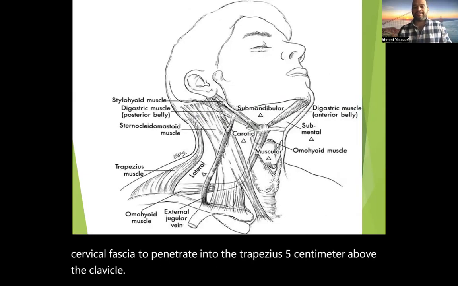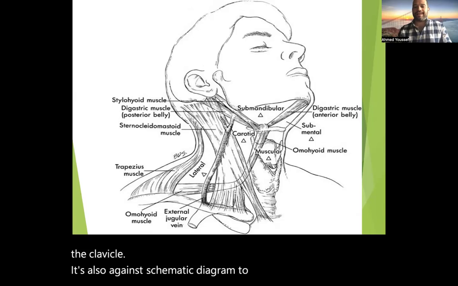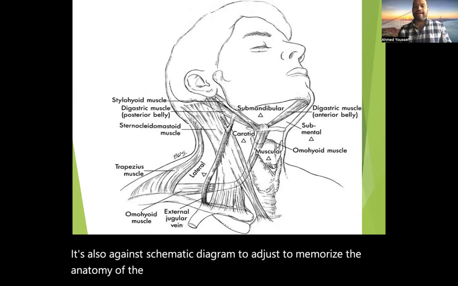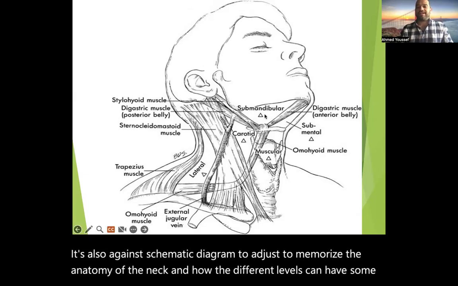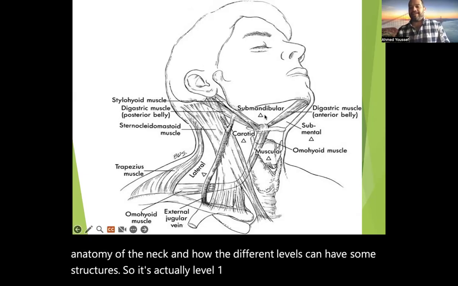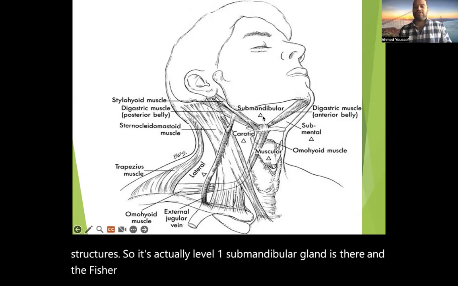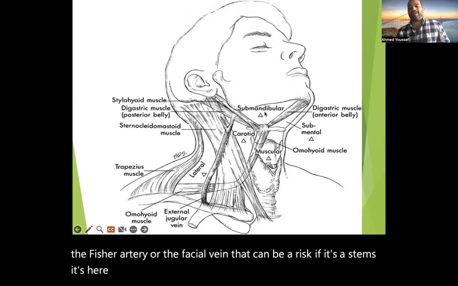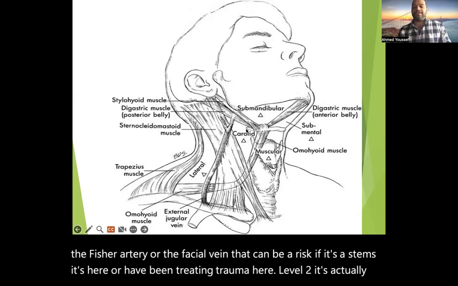So it's again a schematic diagram to just memorize the anatomy of the neck and how the different levels can have some structures. So it's actually level one, submandibular gland is there, the facial artery or facial vein that can be a risk if it's a stab here or a penetrating trauma here. Here level two, it's actually like the level three is the carotid.